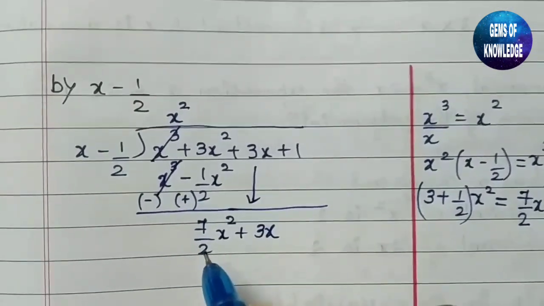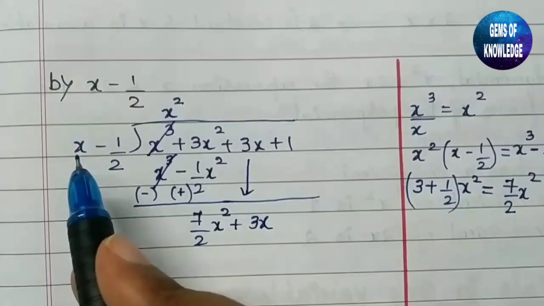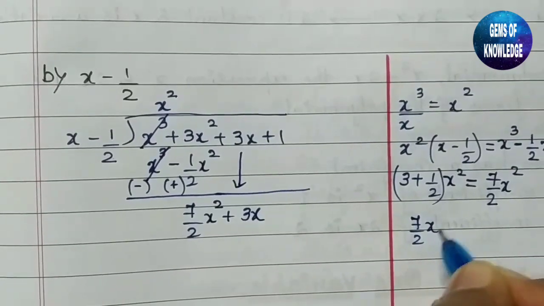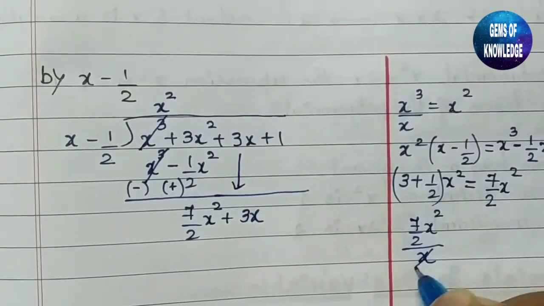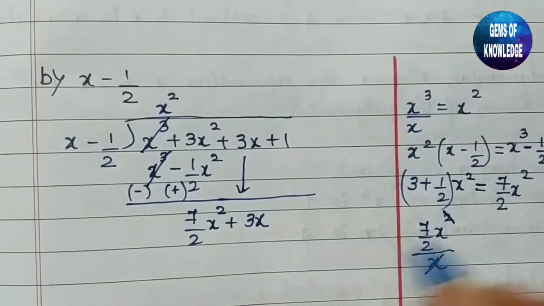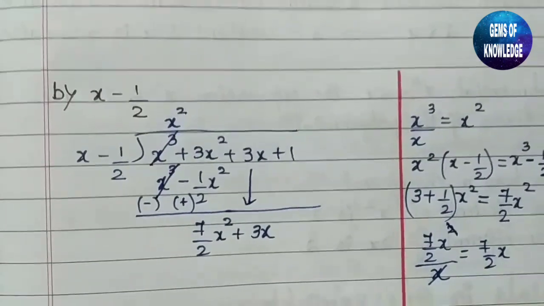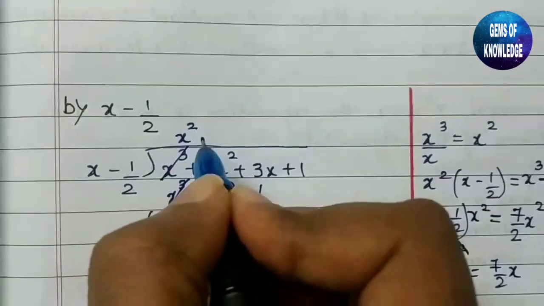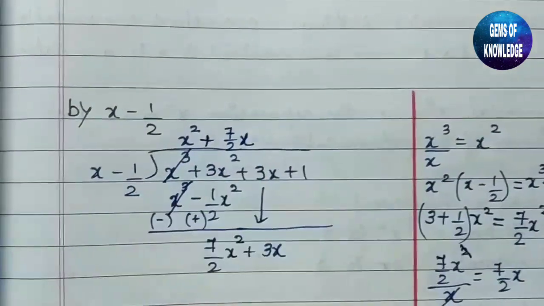Then next, again this 7 by 2 x square must be divided by this x. So 1x and 1x will be cancelled. We are remained with 7 by 2x. So this 7 by 2x will be written here, that is plus 7 by 2x.